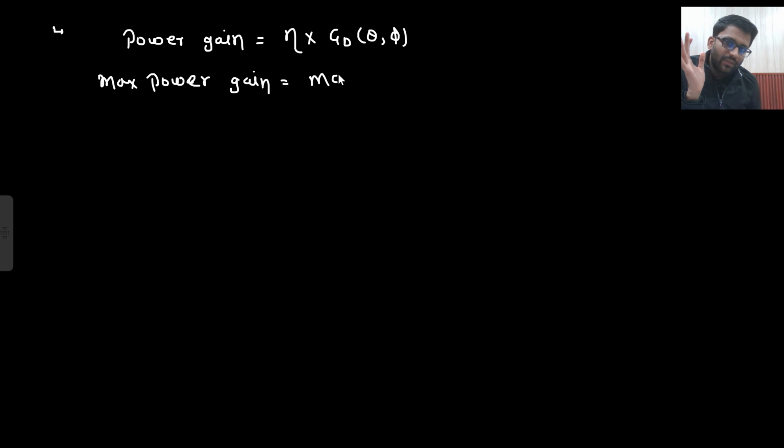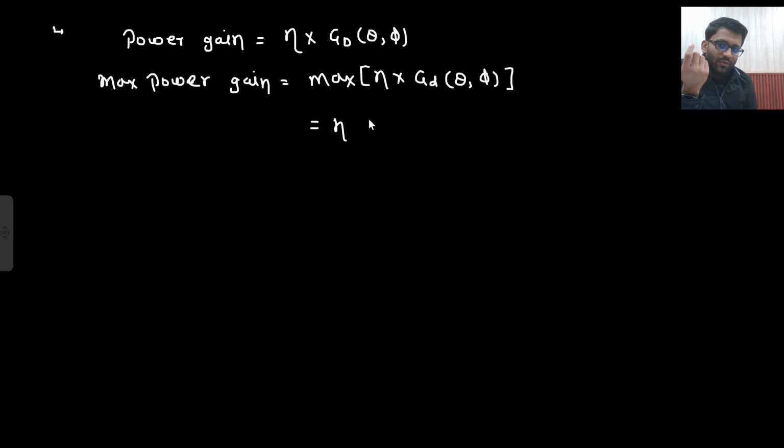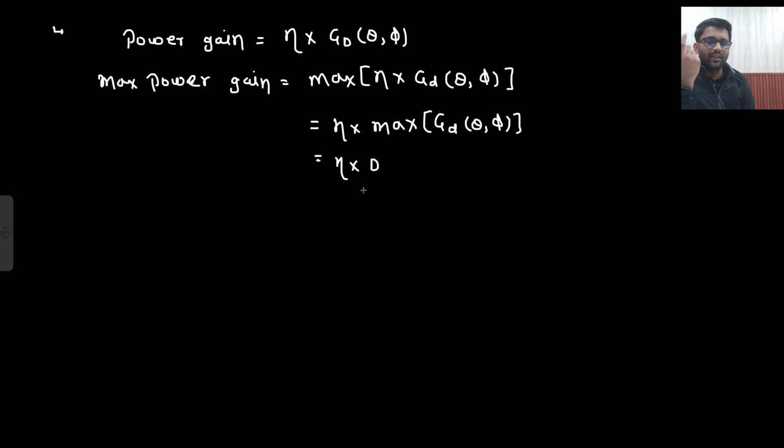So you need to take the maximum value of this one, the maximum of eta into directive gain. Now eta will be a fixed quantity. So what I need to take is the maximum of directive gain. Now what is the maximum of directive gain? That is directivity. This is what I need to calculate.